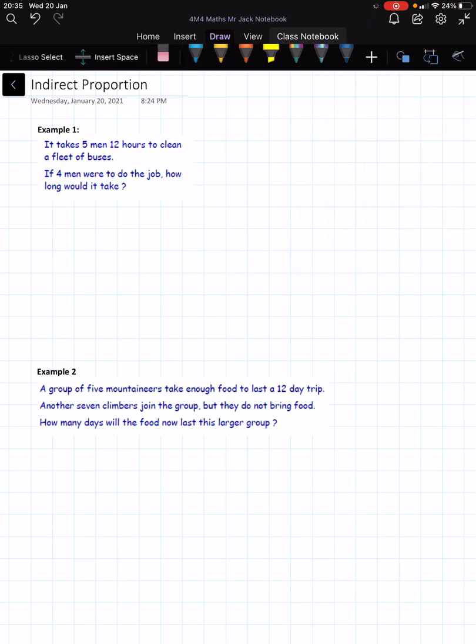So let me just pop in my cross here and here. Give myself plenty of room this time. It says it takes 5 men 12 hours to clean a fleet of buses. So we've got the number of men and we've got the time it takes in hours. Those are the two important bits of the question. I've got men, I've got hours, and I've got 5 and I've got 12. So I can pop that in there. So 5 men, 12 hours.